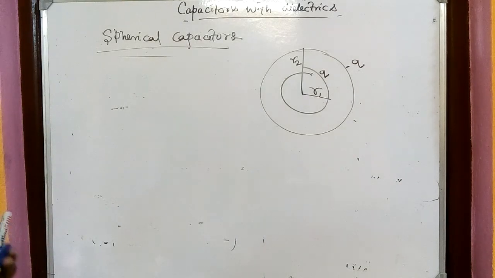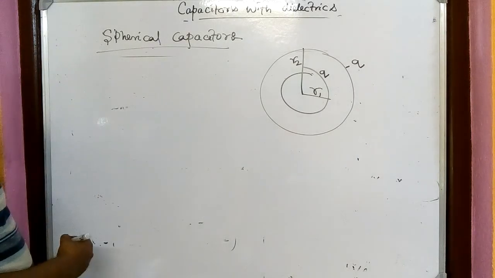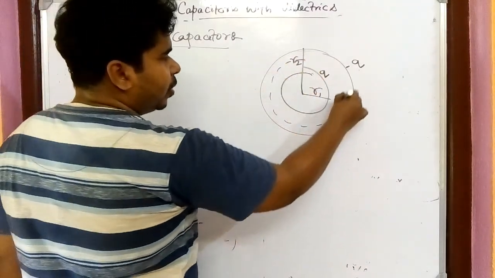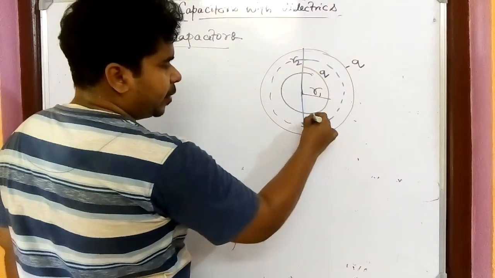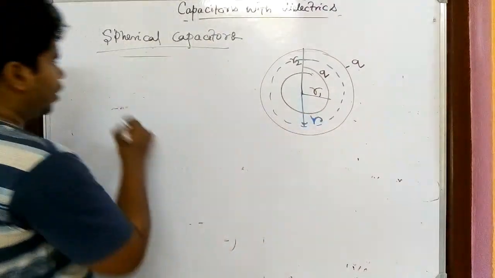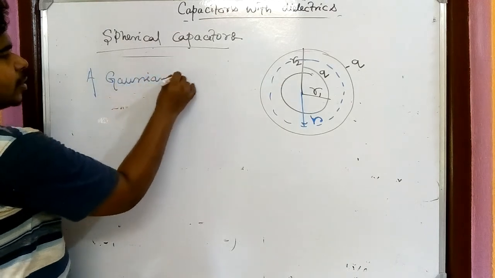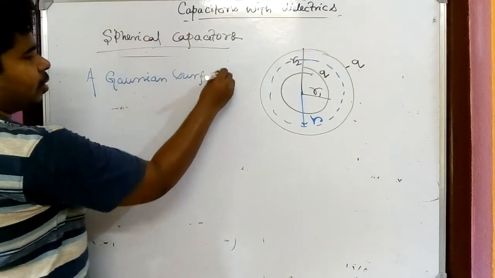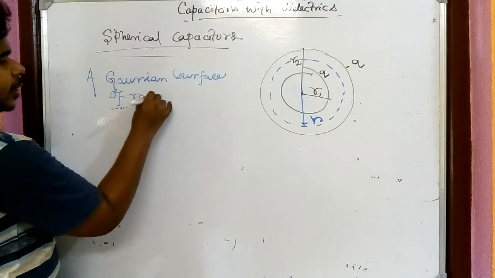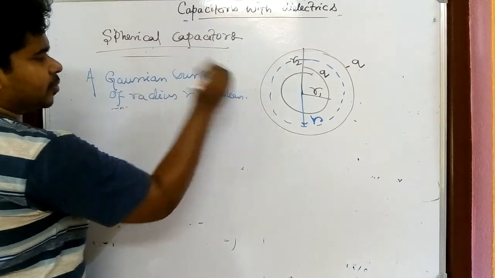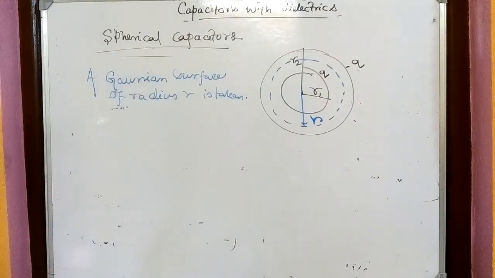How do we do this? Let's see. To do it, we have to find the electric field. To find the electric field, first we assume a Gaussian surface of radius r. A Gaussian surface is taken. It is the easy way of finding the electric field.